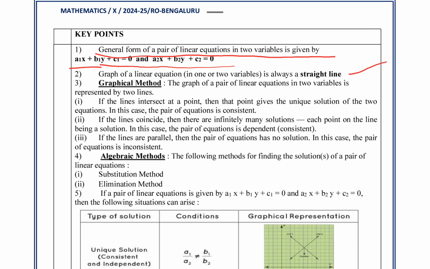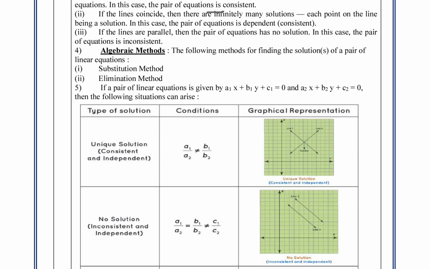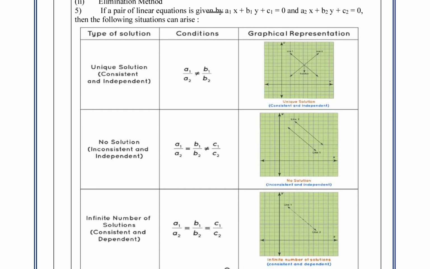And a linear equation comes as a straight line, and you are studying graphical methods. Read all these things, pause this and study these things, children. And now I am going to the algebraic method. Two methods they have taken in this chapter, substitution method and elimination method, and some conditions they have given in the graphical method.